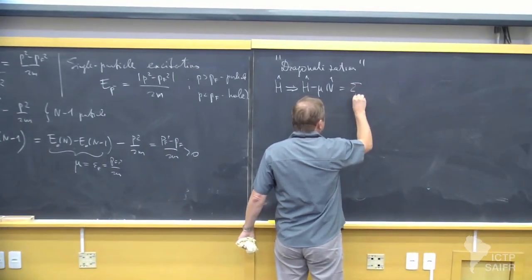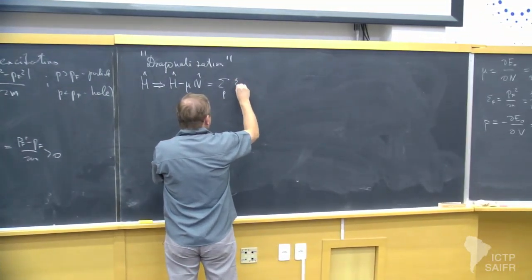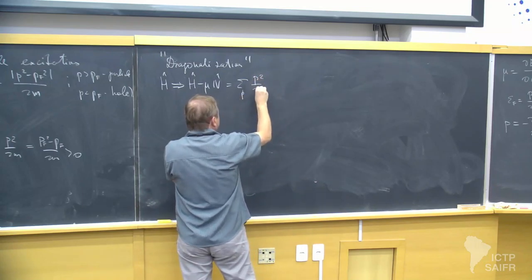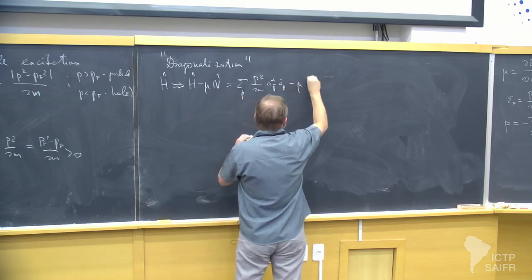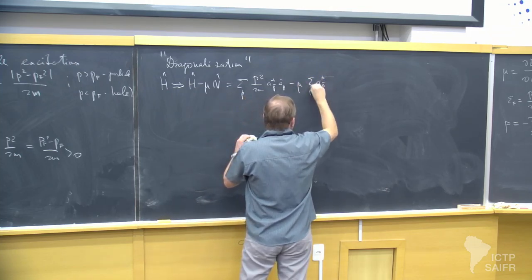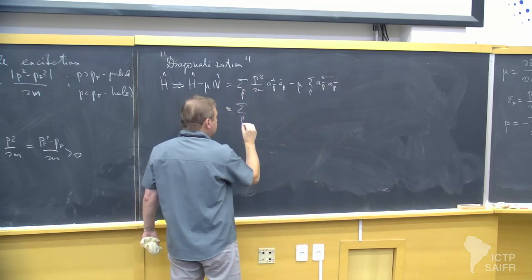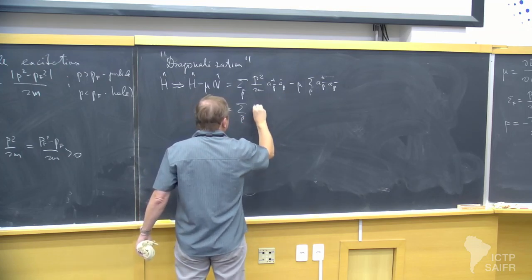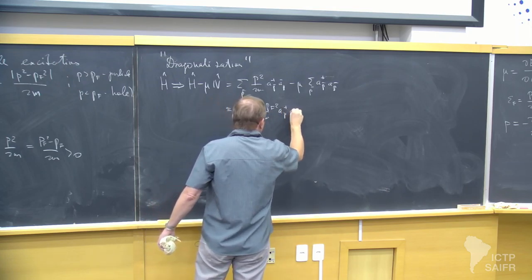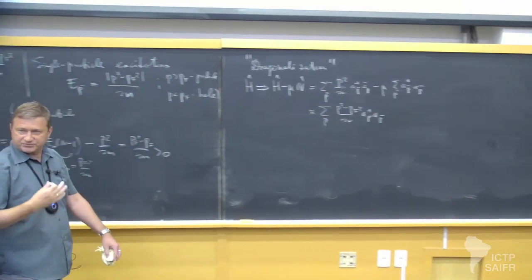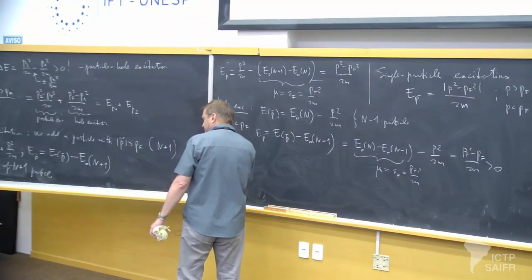So it is the sum over p of (p squared over 2m minus mu) a_p dagger a_p, or I can combine it, of course, and write a sum over p of epsilon_p a_p dagger a_p, because at T equals zero I know that mu is just p Fermi squared over 2m. That's the rewritten Hamiltonian.